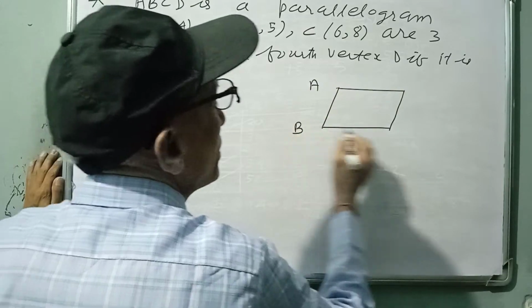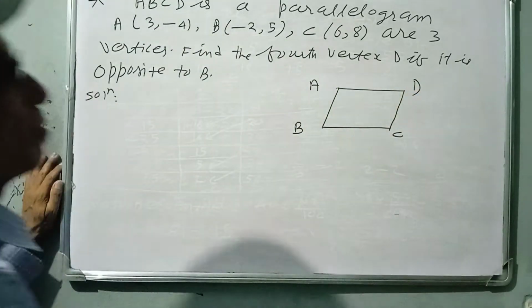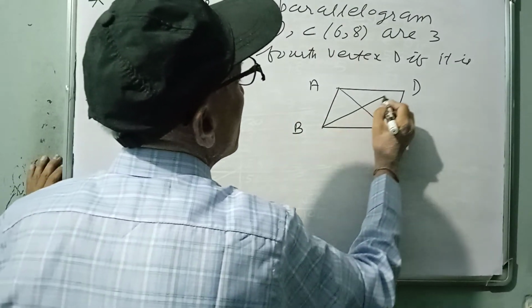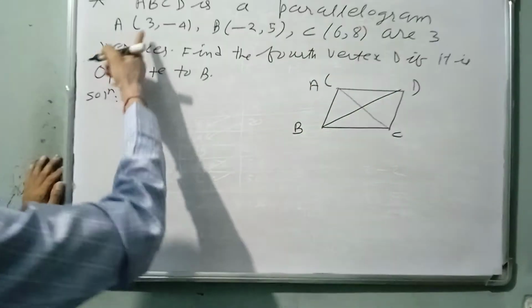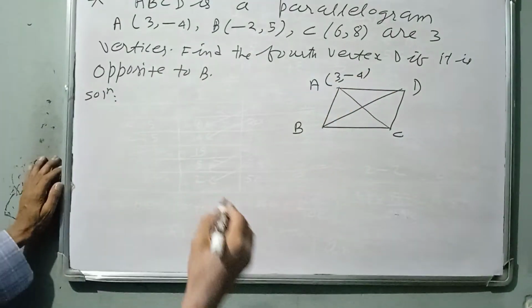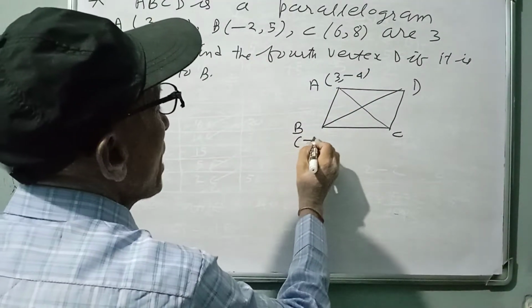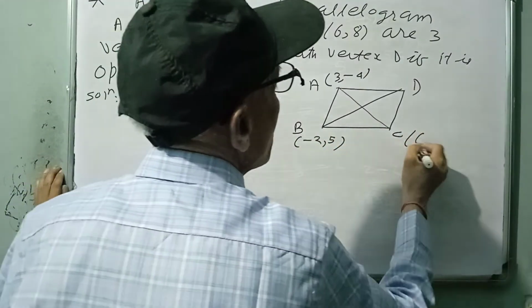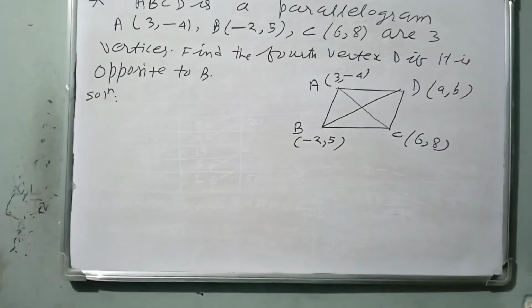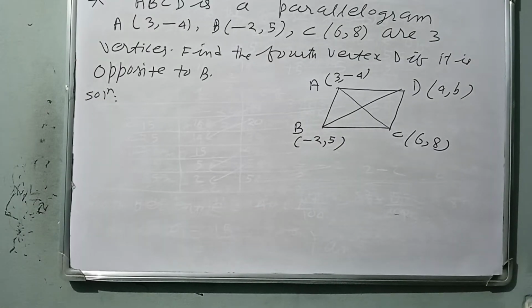ABCD is a parallelogram. Join AC and BD. The value of A is given as (3, -4), B is (-2, 5), and C is (6, 8). We don't know the value of D, so let D be (a, b).